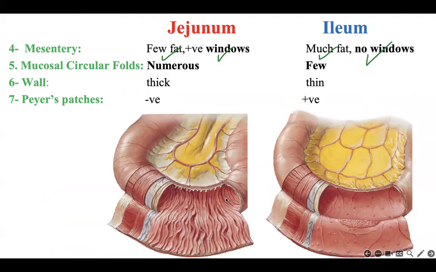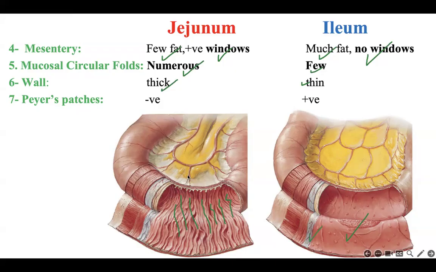Okay, if you open the jejunum from inside, this is what is named circular fold or mucosal fold. The folds here are more numerous, but in the ileum they are fewer. And the wall of the jejunum is thick, but the wall of the ileum is thin.